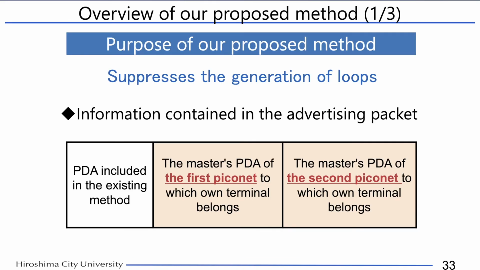From this slide, I will explain our proposed method. The purpose of our proposed method is to suppress generation of loops. Our proposed method prevents slave terminals from establishing connections to each other when they belong to the same piconet. Therefore, in our proposed method, we include up to 2 master PDAs of the piconets to which a terminal that sends an advertising packet belongs. This picture shows the information to be included in the advertising packet.